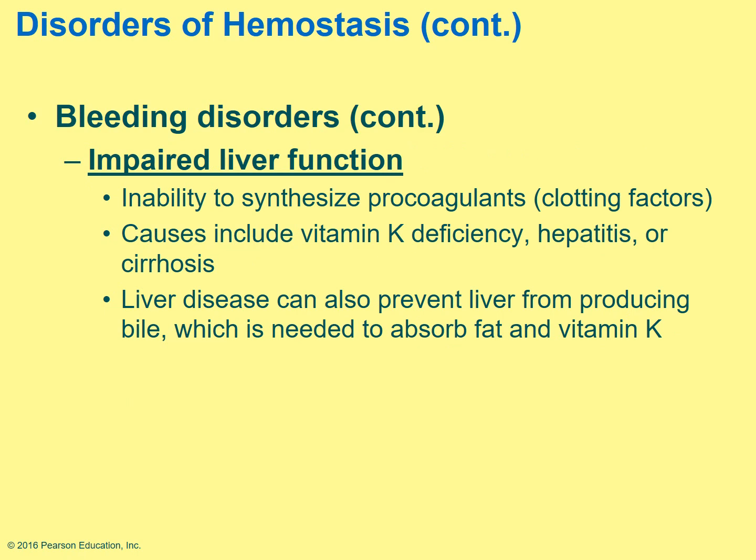Sometimes bleeding disorders may be due to impaired liver function, so you're not able to produce enough of the clotting factors. They may be involved with a vitamin K deficiency. Could be due to hepatitis. Could be due to cirrhosis of the liver. So liver disease ends up having another problem in that you're not producing enough of the clotting factors. Another problem there is the liver produces bile. And if you have a type of liver disease that decreases the bile production, bile is needed to absorb fat and vitamin K.